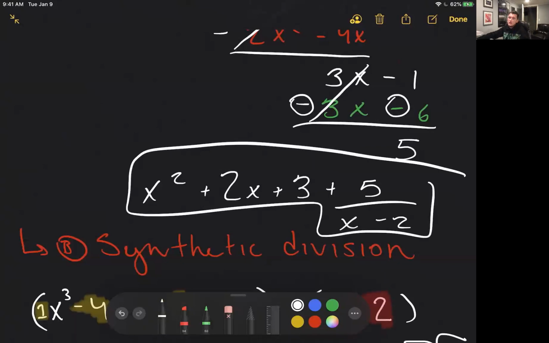So again, there are technically two different ways to do the same problem, but honestly, synthetic division is easier, but to their own. Technically speaking, there is more than one way to do this. Let me know if you have any questions.